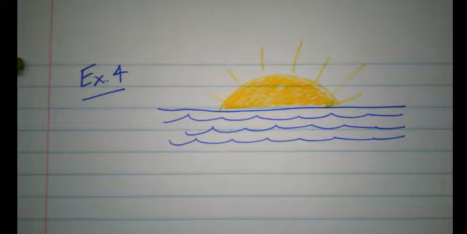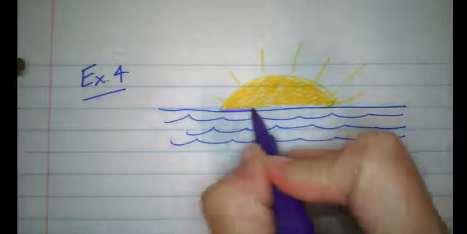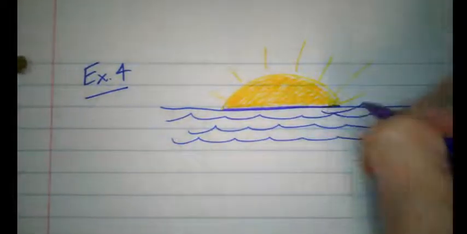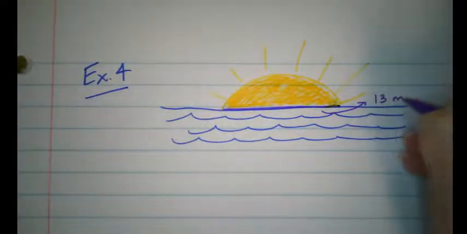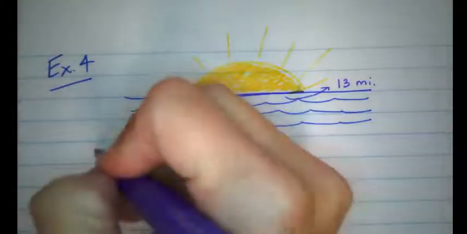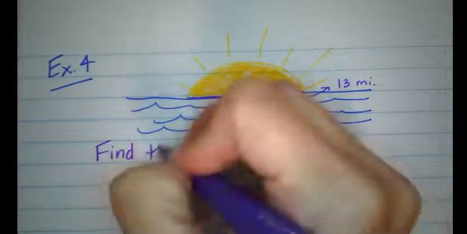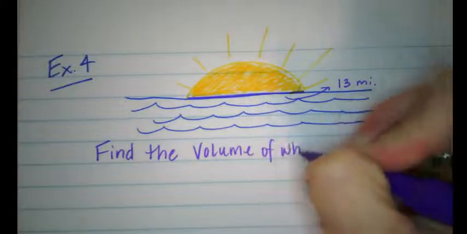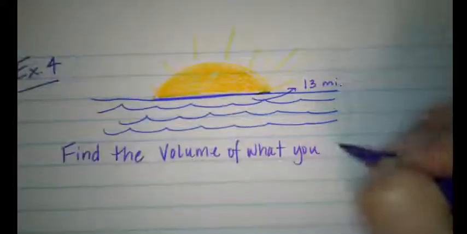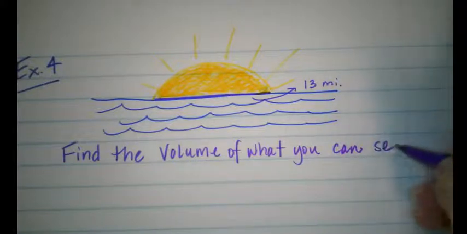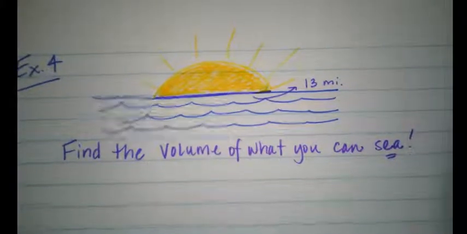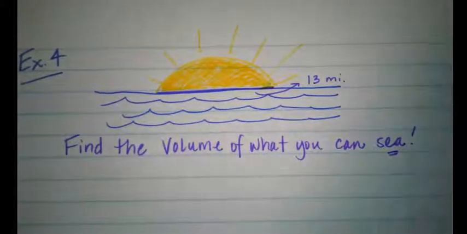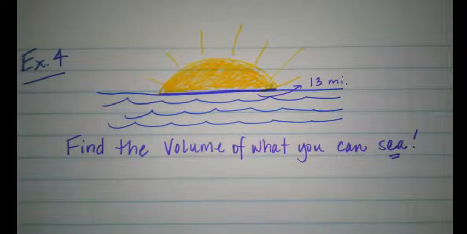Okay? So, I'm going to tell you, let's say we're looking out over the water. I'm going to tell you that this distance right here is going to be 13 miles. All right. So, I want you to find the volume of what you can see. Just kind of being silly. So, I wanted you to find the volume of the sun that you can actually see out there.